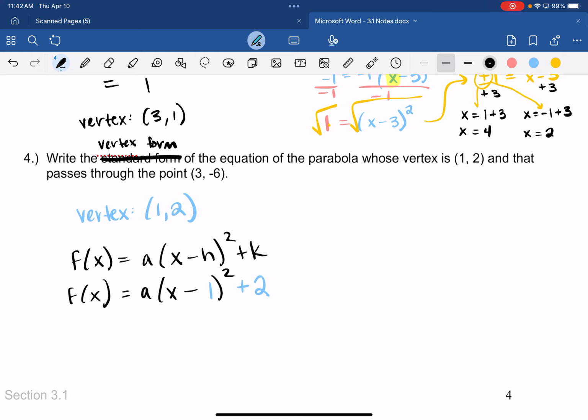So this part in this problem is actually easier because we didn't have to find the vertex. But this is where it makes up for it, because I don't have an A value up here in my problem like I did before. I have to find it. So this is where our work comes into play.